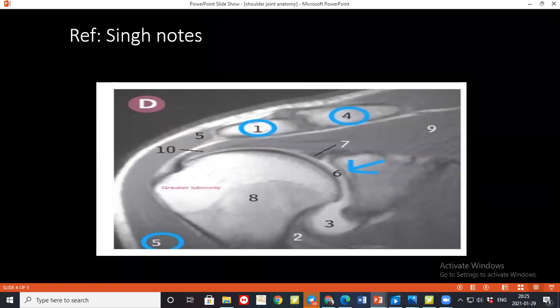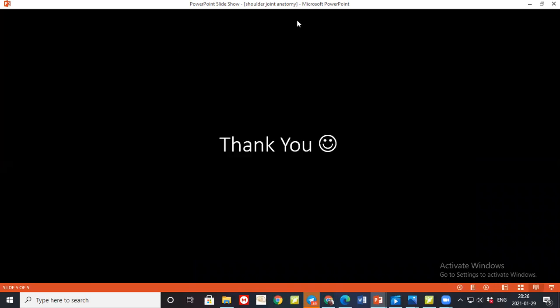Can you tell me what are the muscles which are inserted in the bicipital groove? Teres major, latissimus dorsi. Yes. Can you tell me what are the factors which stabilize the shoulder joint?